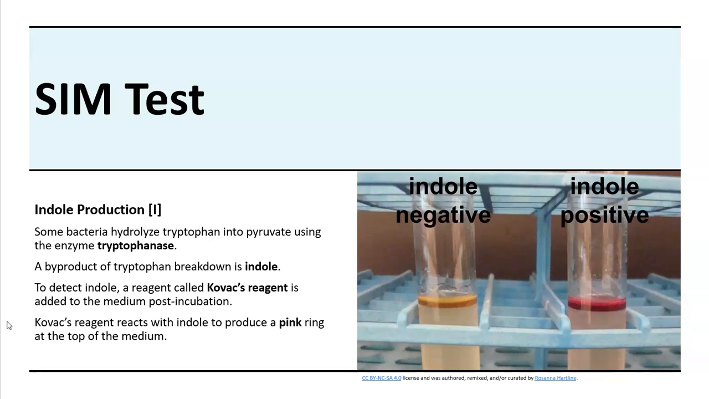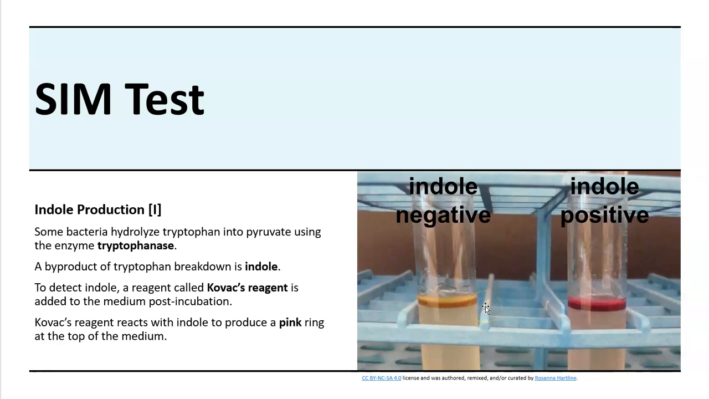Kovacs is typically added about 24 hours after inoculation and incubation. You add a few drops of the Kovacs reagent into the top of the test tube. And if the Kovacs reagent turns pink, that is a positive reaction. And this will typically occur right away. So over here we see a positive reaction as it turned pink. And then over here it's still kind of this clear orangish color, so that's a negative reaction.